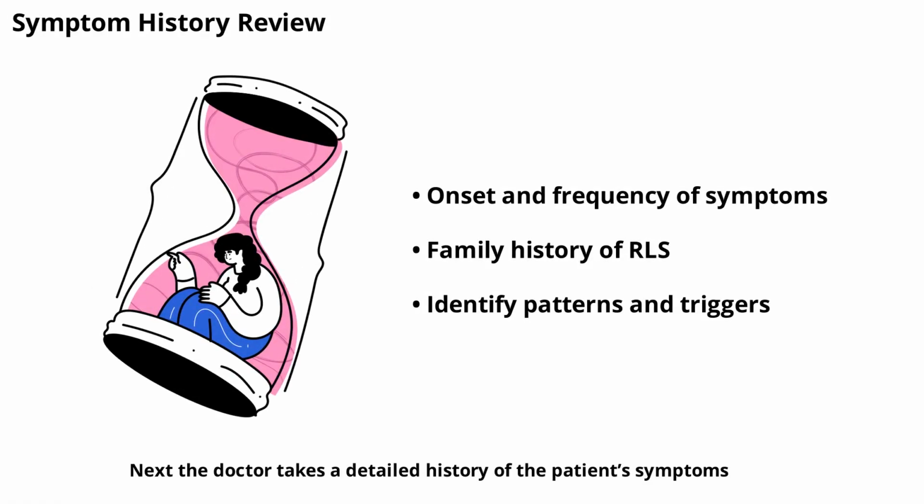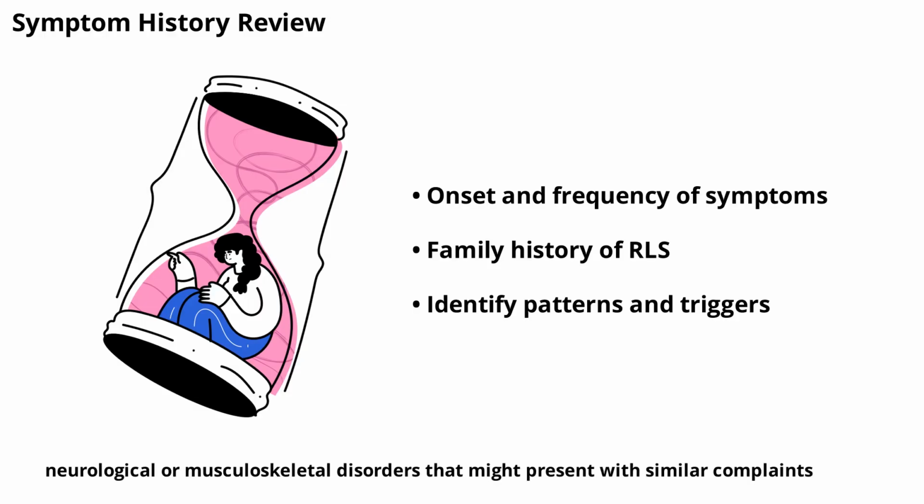Next, the doctor takes a detailed history of the patient's symptoms. This includes asking about the onset of symptoms, their frequency, and any patterns noticed over time. The doctor may also ask if the patient has experienced similar symptoms in the past or if there's a family history of RLS. Understanding the history helps the doctor identify potential triggers or underlying causes. This step is essential for distinguishing RLS from other neurological or musculoskeletal disorders that might present with similar complaints.